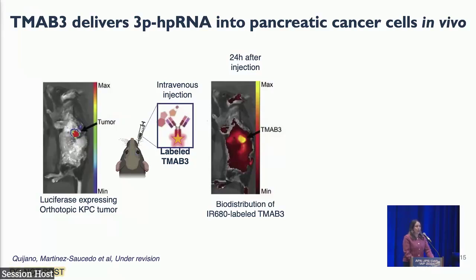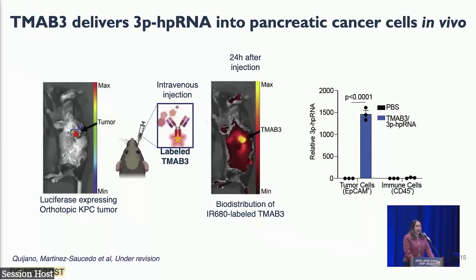So we went ahead and repeated this experiment, and this time the treatment was the antibody plus the short hairpin. 24 hours after the treatment, I took out the pancreas, dissociated the cells, and sorted them into tumor and immune cells. I was surprised to find the expression of the short hairpin specifically in the tumor cells.